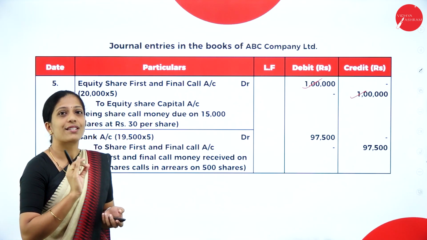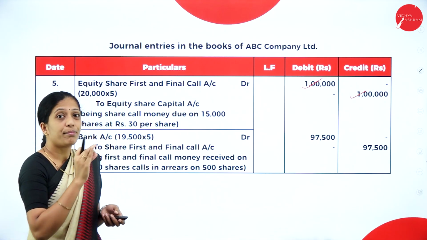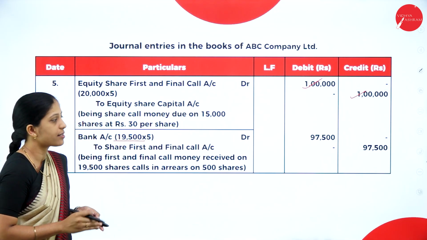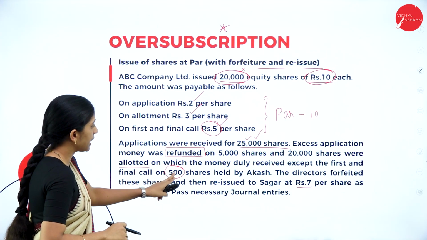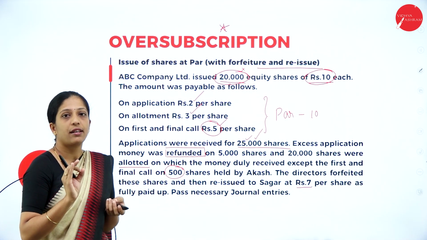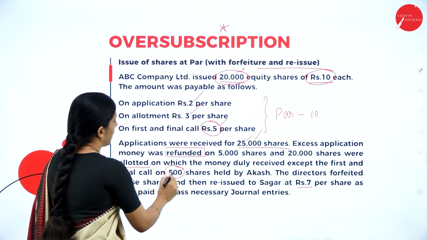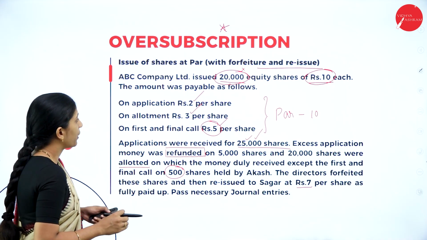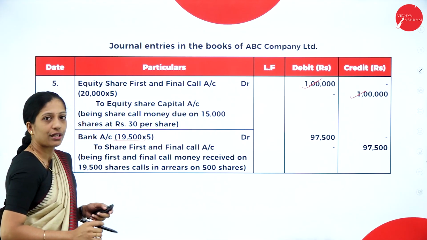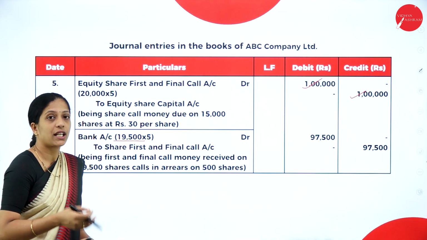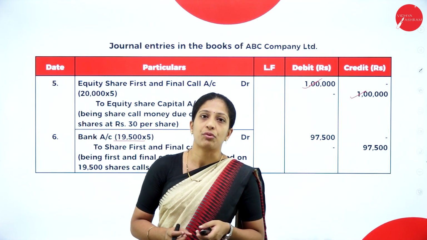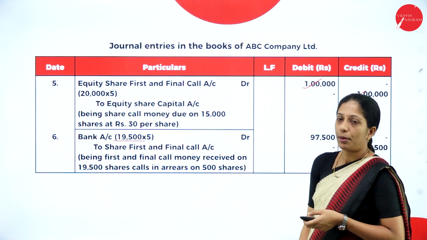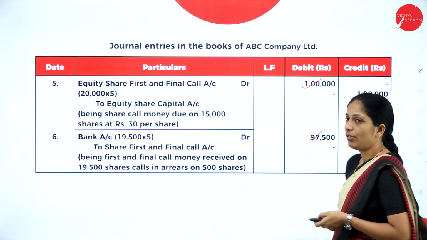Now, did we receive first and final call money from all the shareholders? No. 500 shareholders have not paid. So, 20,000 minus 500. How many have we received? Only from 19,500 shareholders. If you see the question, they have clearly given that 500 shareholders have not paid first and final call money. So, 20,000 minus 500 will be 19,500 into 5 rupees. Hope you are clear. 19,500 into 5, your entry is receiving of first and final call money: bank account debit to equity share first and final call account. Narration: being first and final call money received, and the amount will be 97,500.